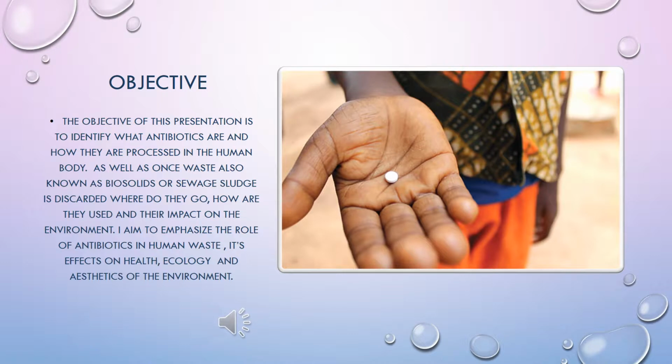The objective of this presentation is to identify what antibiotics are, how they are processed in the human body, as well as once waste, also known as biosolids or sewage sludge, is discarded, where does it go, how is it used, and their impact on the environment. I aim to emphasize the role of antibiotics in human waste and its effects on health, ecology, and aesthetics of the environment.